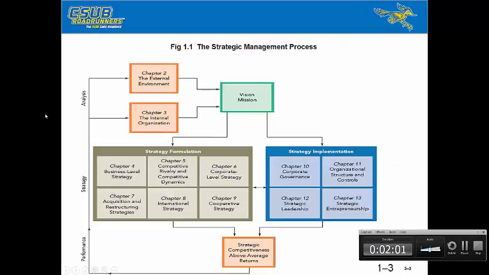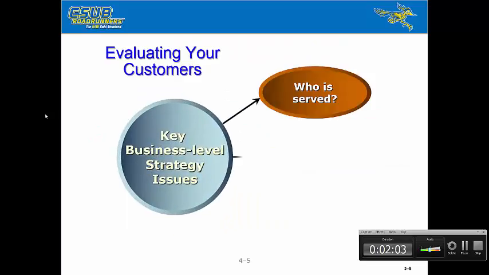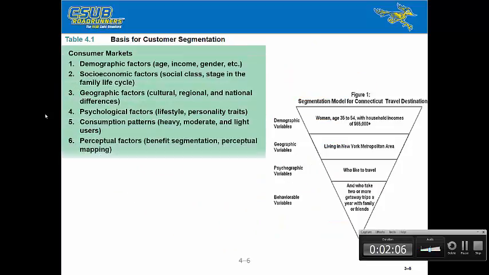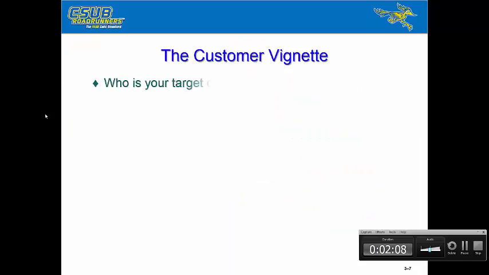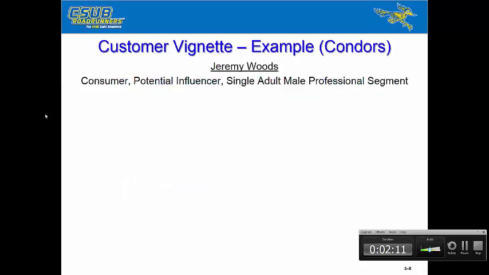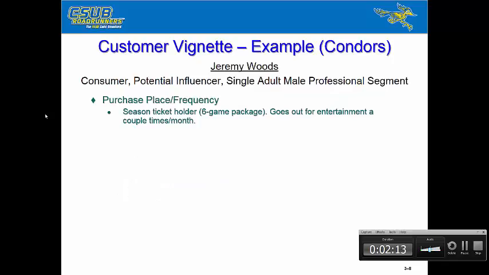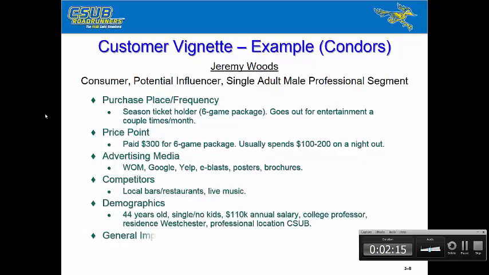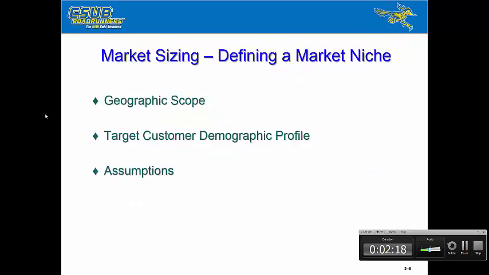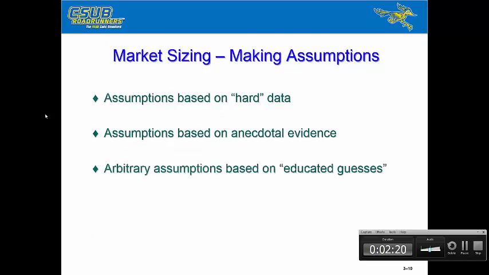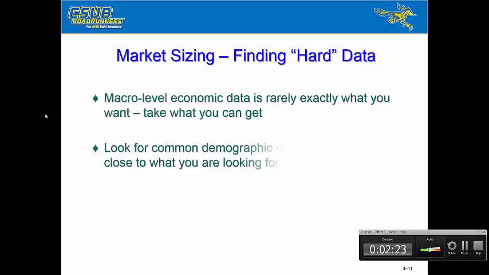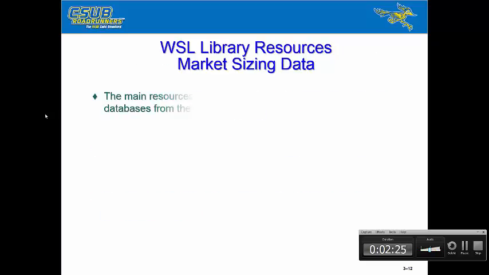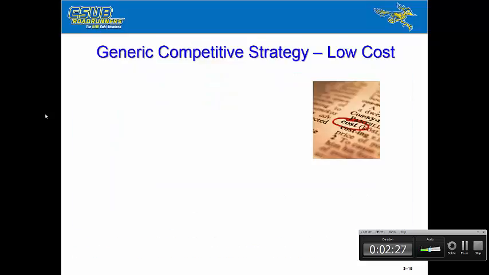Okay, so last time we went through customer analysis, getting information from your target customers, how to fill out a customer vignette like this. Then we went through market sizing and how to figure out how many other customers there are out there like the ones that you surveyed. And then we stopped at generic competitive strategy. So I'm going to pick up there and finish this lecture briefly before going on to the review session.